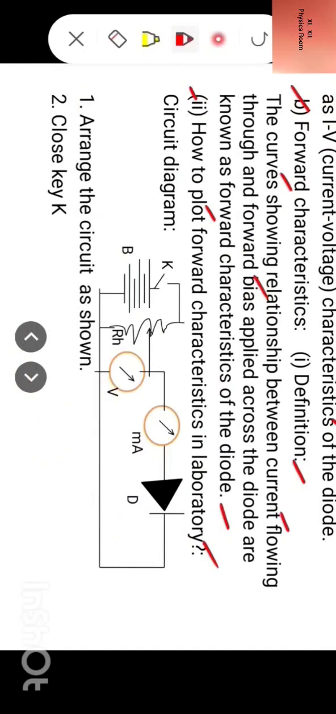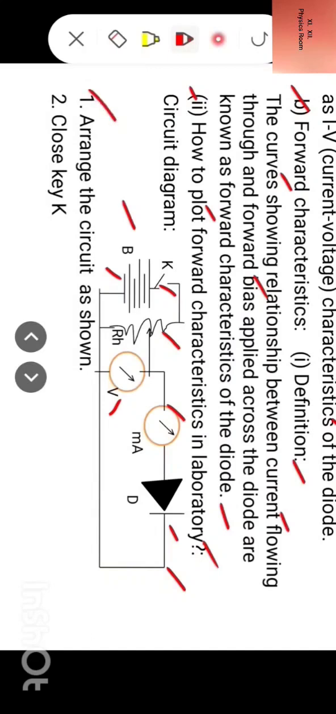First we need the circuit diagram. So this is the circuit diagram which is required for plotting IV characteristics of the diode in forward bias conditions. Now this is the rheostat which controls the forward bias. This is the battery, this is the key, this is the voltmeter, this is the milliampere meter, and this is the diode. Okay, you take all these components and proceed step by step.